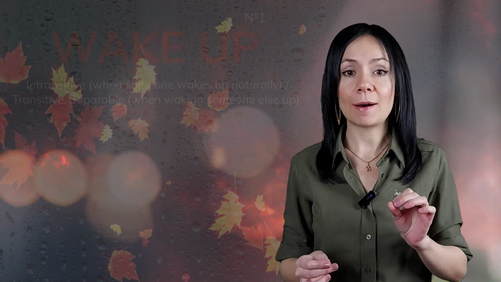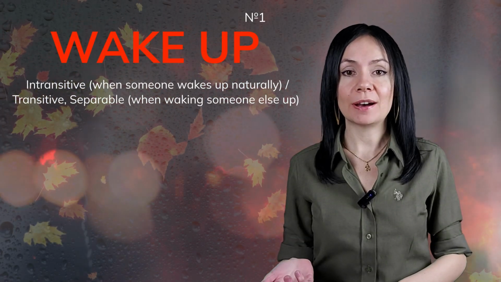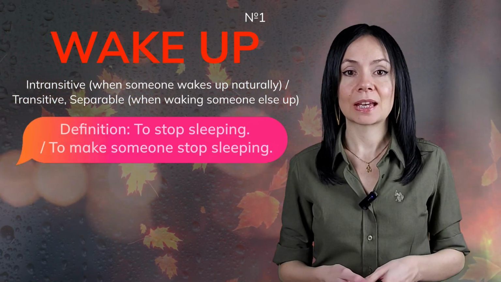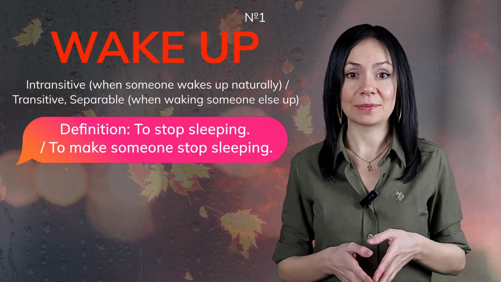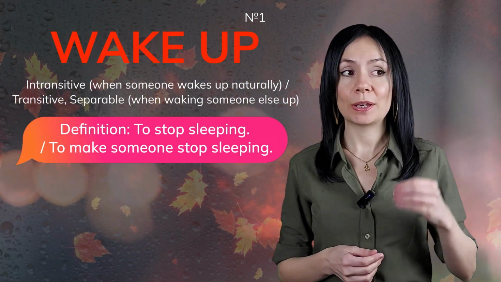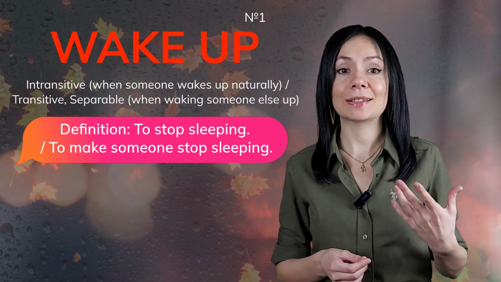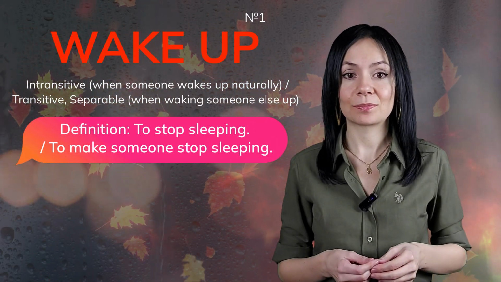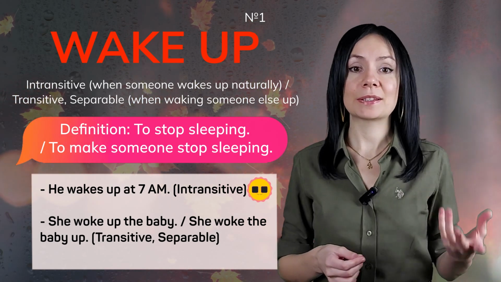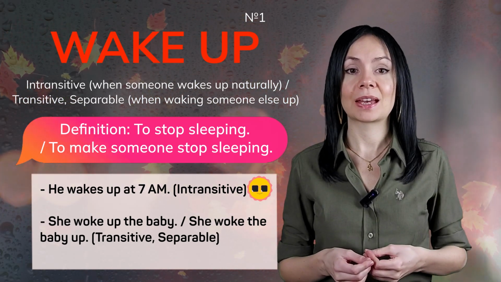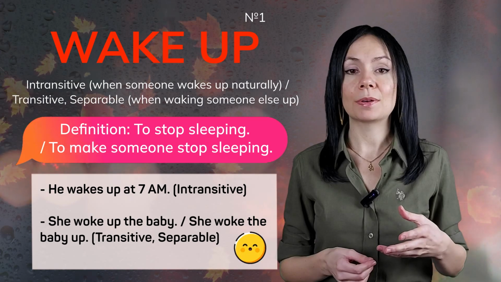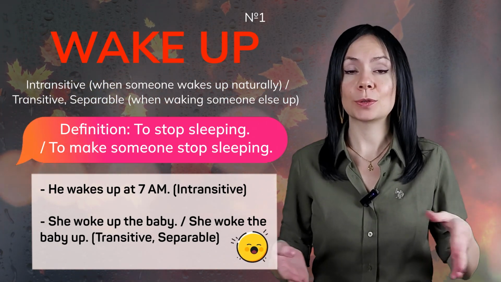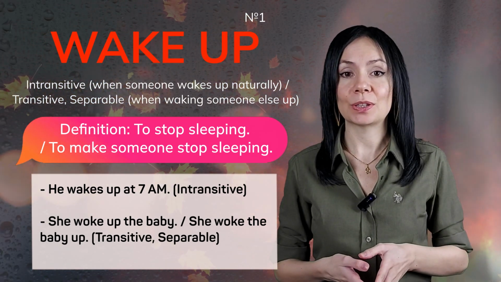Now let's consider the phrasal verbs used in this story. Number 1, wake up. To wake up means to stop sleeping. The second meaning, to wake someone up, is to make someone stop sleeping. An example, he wakes up at 7 a.m. She woke up the baby, or she woke the baby up. So as you can see, this verb is transitive and separable.